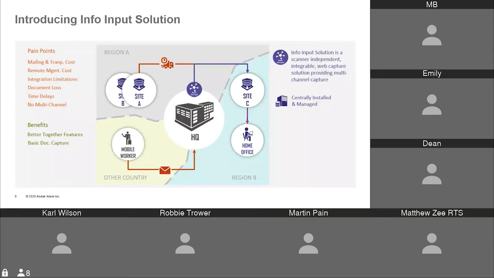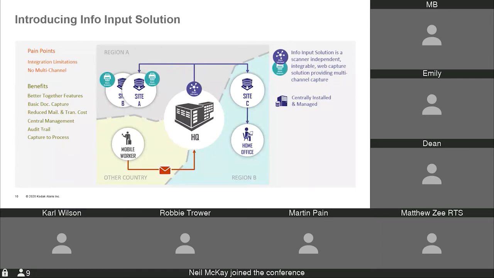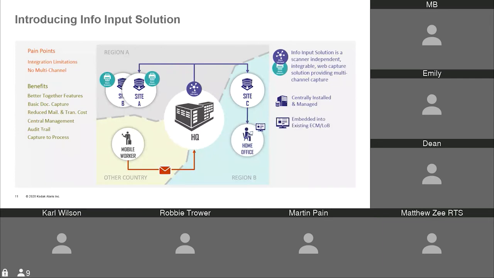Okay. So by pushing out that ability to capture at the remote sites, we're going to remove some of those pain points and turn those into benefits. So we're cutting back on those mailing and transport costs. We've now got central management. We've got a full audit trail, and we're capturing straight into the business process from sites A, B, and C. Okay. Now, what if this organization has already invested in a core application, a line of business application that they run?